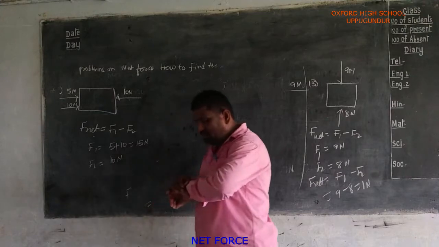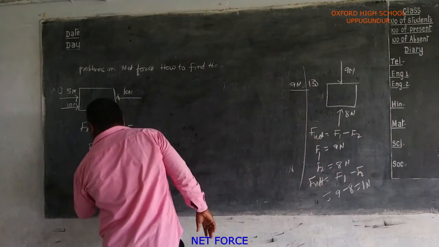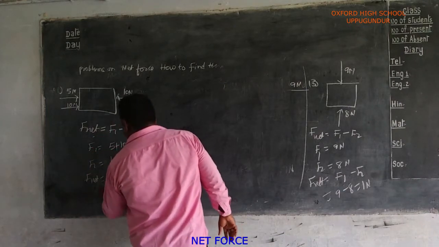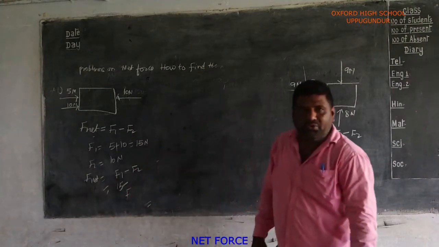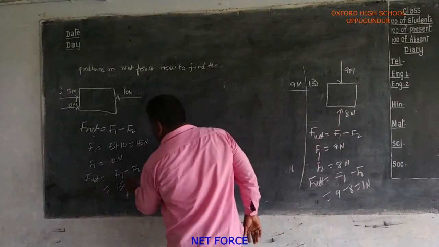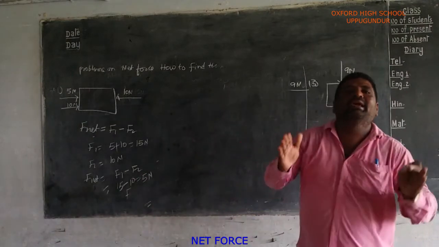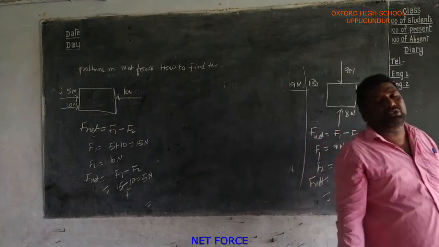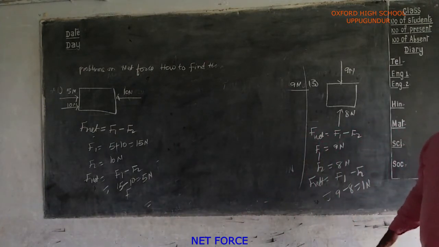Now find out the net force. F net is equal to F1 minus F2. F1 is 15 minus F2, 10 newtons. That is equal to 5 newtons. These are the examples of how to find out the net force.